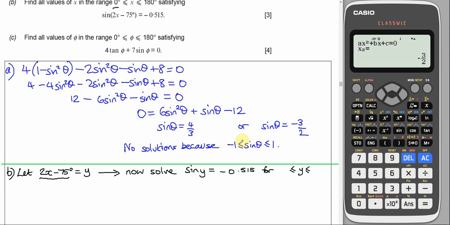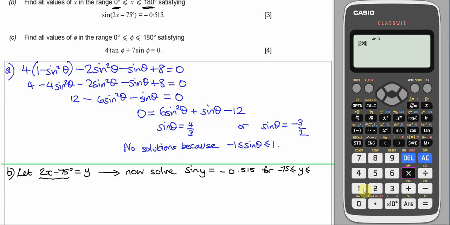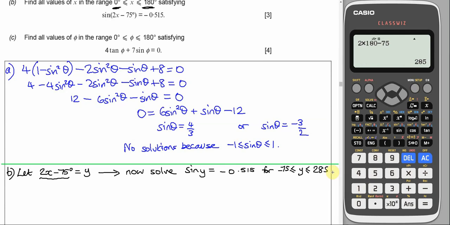So we can do the same thing to both sides of the x interval. So double 0 and take off 75 gives me minus 75. And then double 180 and take off 75, which is 285. So that's what we want y to be between. Because then at the end of the question, when we add on 75 and divide everything by 2, it'll get us back into the range 0 to 180.